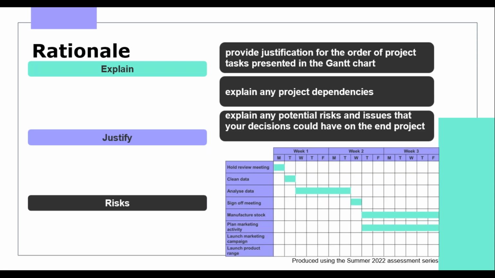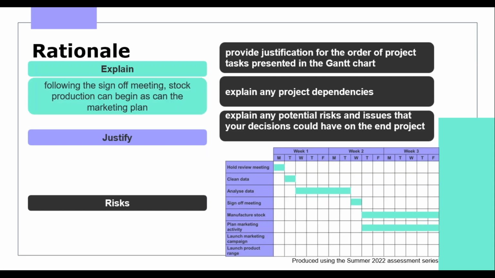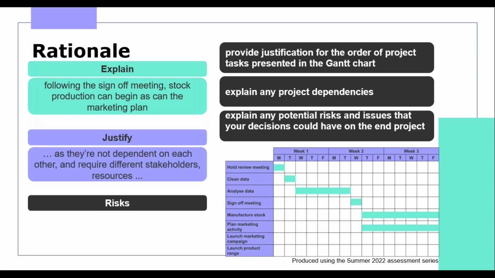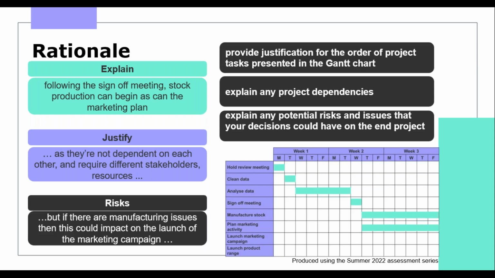to launch new products and needs to manufacture and market the product. Using this example, it might decide to have the marketing team begin working on their strategy and start the stock production at the same time. And my justification might be that they don't involve the same teams or resources, so there's no problem in running them concurrently. But a risk might be that there are issues during stock production that can delay the launch, which could affect when the marketing campaign could launch. And the mitigation might be to have regular check-ins with the manufacturer for progress reports.